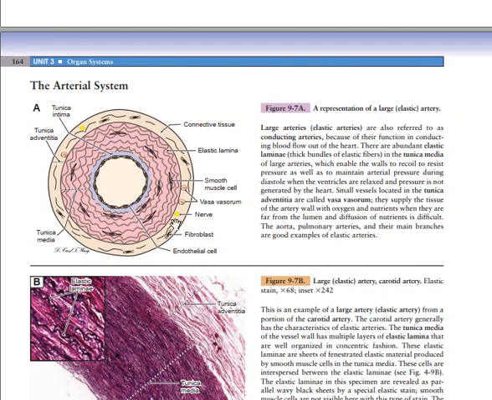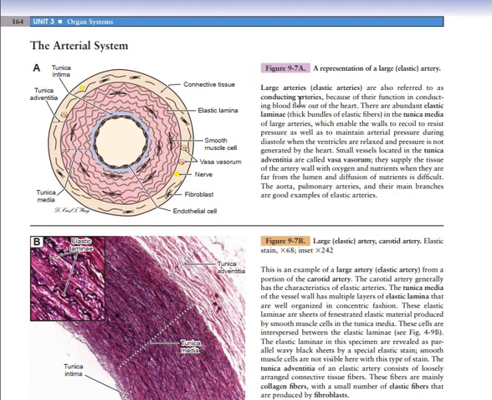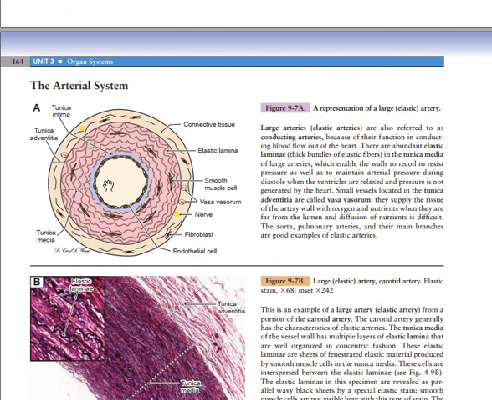So let's start. In the arterial system, this is the representation of large arteries. Large arteries are also referred to as elastic arteries. We need to point out that elastic arteries are mostly located closest to the heart, so they are going to withstand very high heart pressure. Since they withstand such pressure, they need to have elastic laminae all through. That is why their connective tissue is elastic connective tissue with many elastic laminae, as you can see in the tunica media.